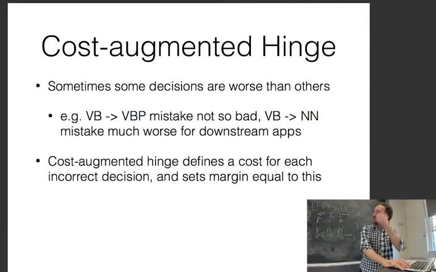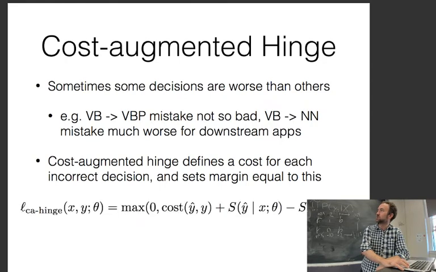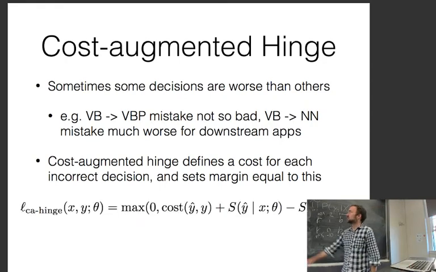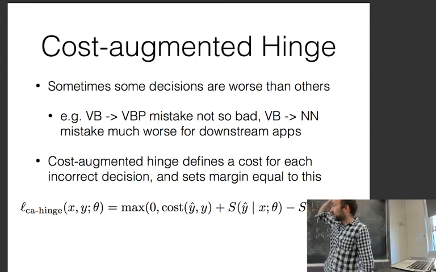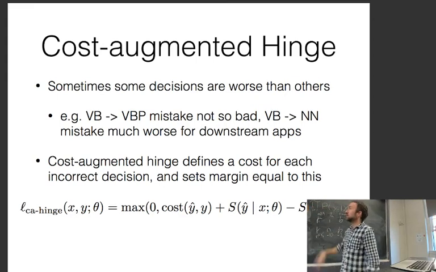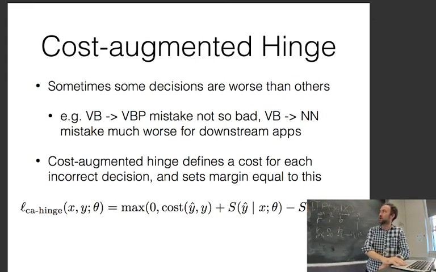So the cost augmented hinge basically defines a cost for each incorrect decision and sets the margin equal to the cost. So each decision y hat has a cost with respect to the correct answer, and you add this in place of a fixed margin, which allows you to basically say, I want to be much safer if I'm going to make a very bad decision.